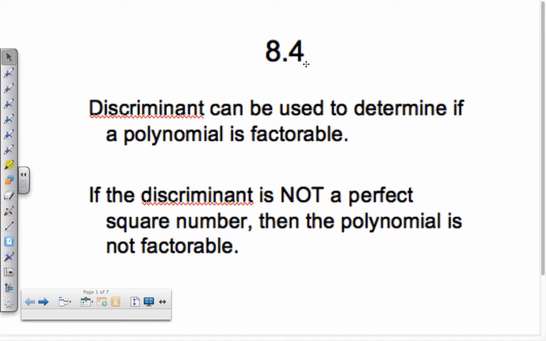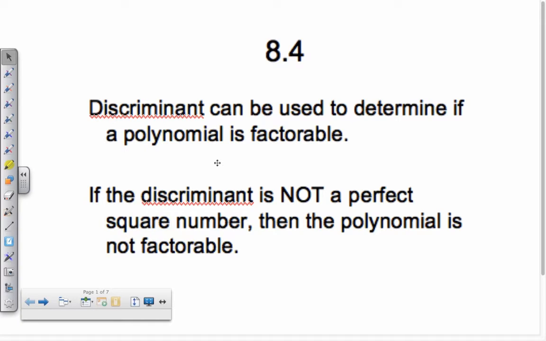Section 8.4 is going to be about solving quadratic equations again. We've already done a lot of these types of solvings in terms of factoring and substitution, but now we're going to look at where we don't have integer answers. We could have irrational answers. We could have imaginary answers.